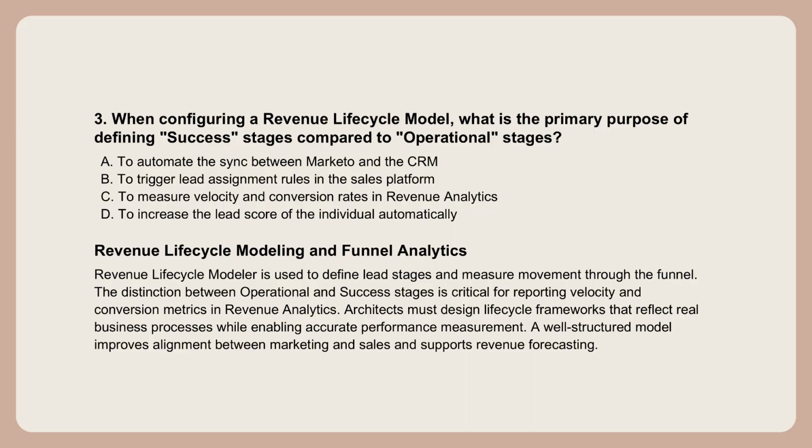Okay, let's move into our final section, reporting and attribution, making up 20% of the exam. The proof layer. Exactly. This is the layer where you actually prove the financial value of the entire ecosystem you've just architected. Practice question 3 deals with configuring a revenue lifecycle model. It asks for the primary architectural difference between defining success stages versus operational stages. If we connect this to the bigger picture, it is really about separating revenue milestones from background workflow mechanics.